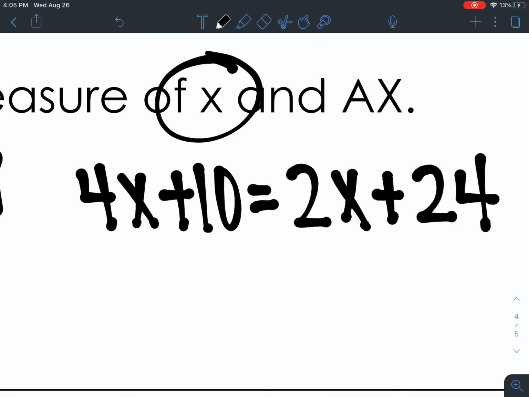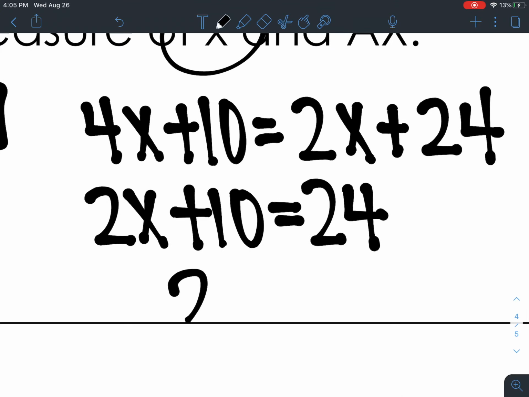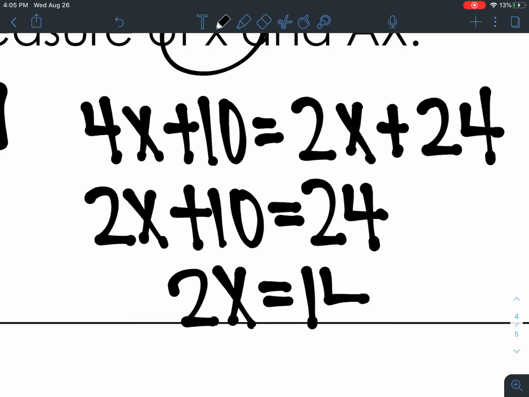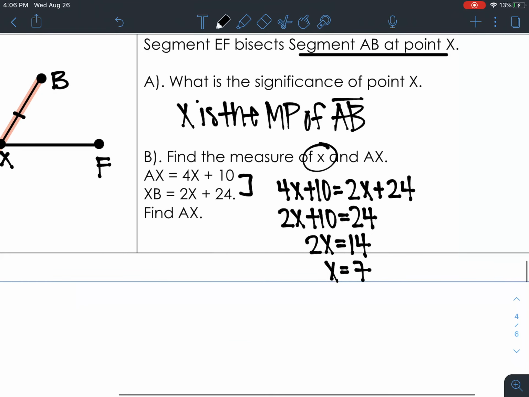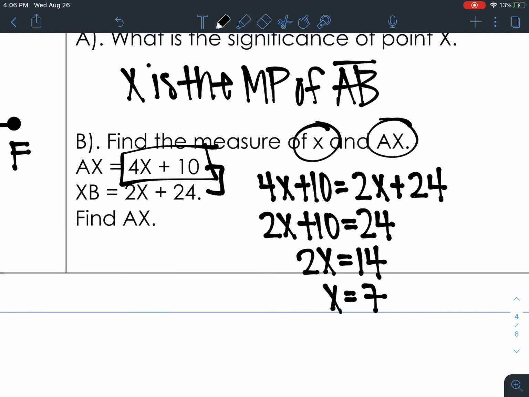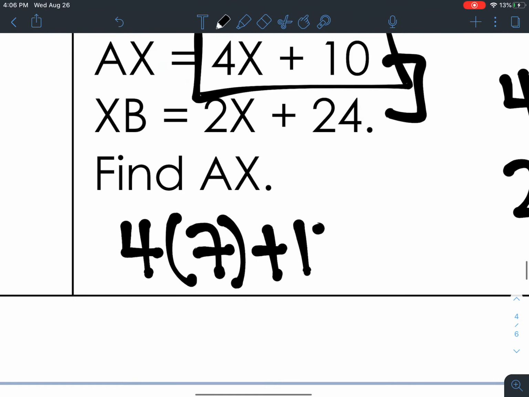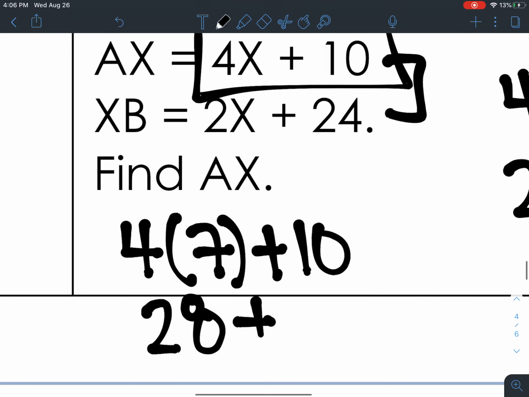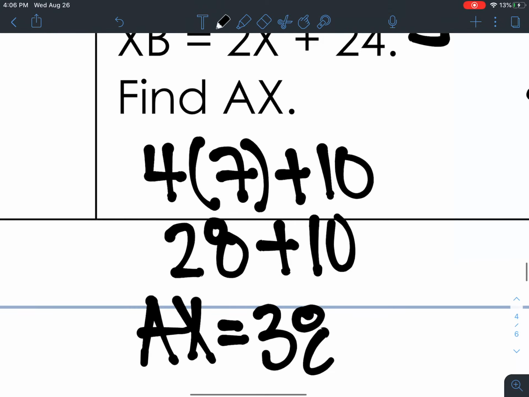And now we solve. So I'm going to subtract the 2x over. So I'm going to get 2x plus 10 is equal to 24. I'm going to subtract that 10 over. So I'm going to have 2x is equal to 14, which means that x is equal to 7. And once again, let's go ahead and keep going. So it says to find the length of AX, which means all I'm going to do is plug that 7 into that expression. So I'm going to have 4 times 7 plus 10, which gives me 28 plus 10, which gives me a length of 38.